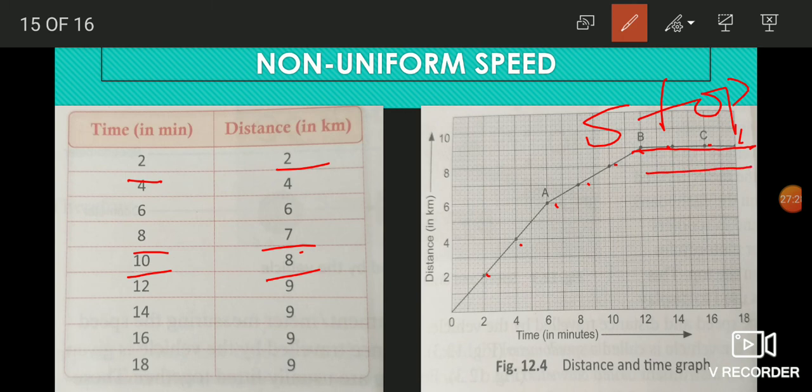So if you see a straight horizontal line, it means the vehicle has stopped. Slowly it is increasing, but here it stops. It's not moving further as the time moves. So you don't see a straight sloping line. When you don't see a straight line, it means it is a non-uniform motion.